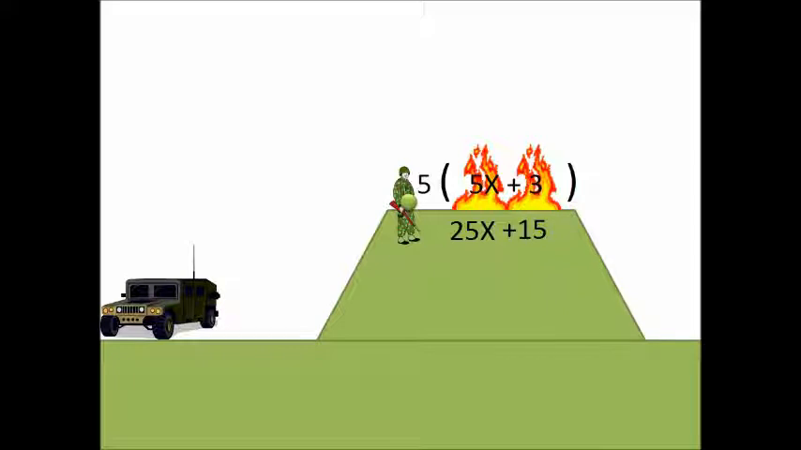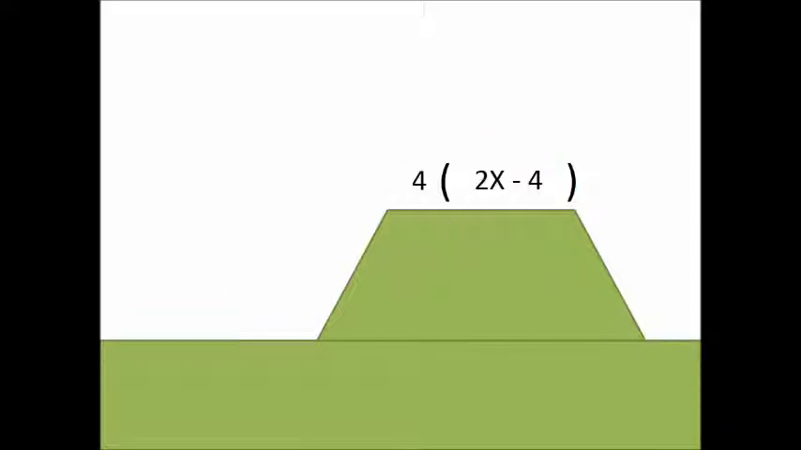All we're doing is multiplying, but you've got to multiply it by both numbers. So 5 times 5x is 25x. 5 times 3 is 15. So that's it. That's all distribution is.